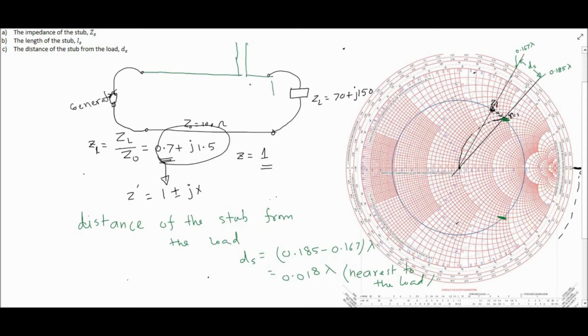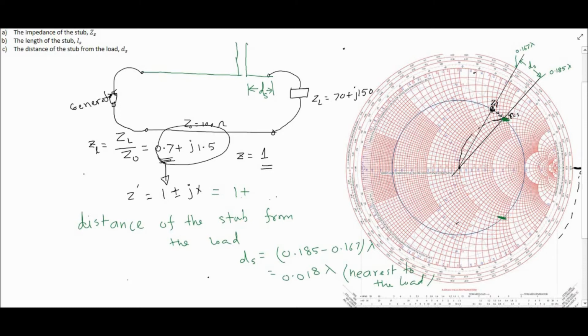And the distance from the load to this stub is ds. So we already find this value. Now at this ds, what will be my value now? So we got this value now. So this is 1. This is for sure 1. And what will be the value here? This value must be positive x. But if you choose somewhere here, this value will be negative x. But this point has positive x.